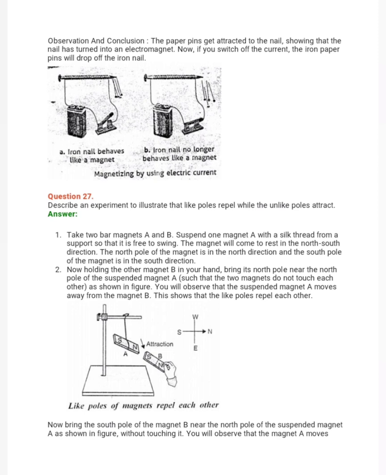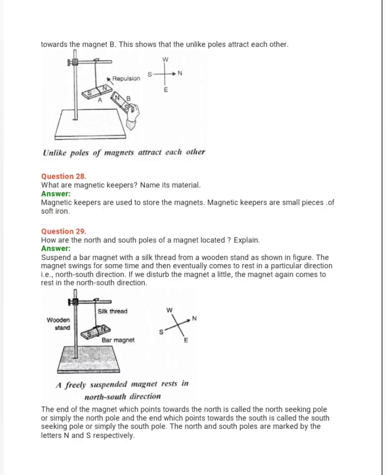And you can try out this experiment at home. Children, this is interesting and you will really note this experiment. And you can make the diagram thereafter in the answer saying like poles of magnets repel each other. Now bring the south pole of the magnet B near the north pole of the suspended magnet A as shown in the figure. Without touching it, you will observe that the magnet A moves. What will be the answer? Any guesses? Yes, towards the magnet B. This shows that the unlike poles attract each other.